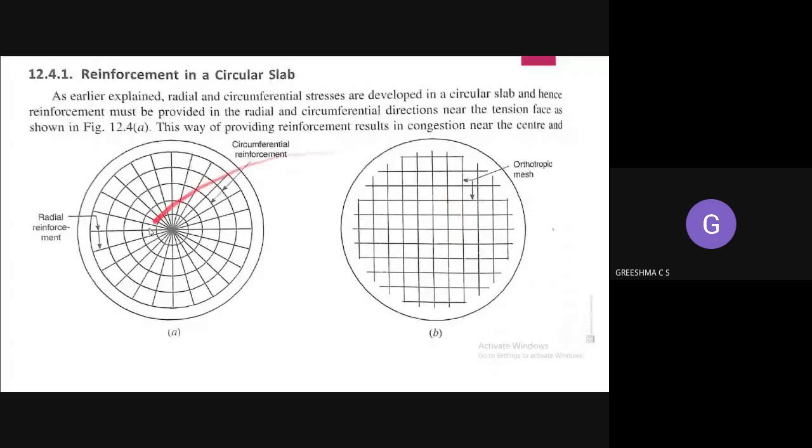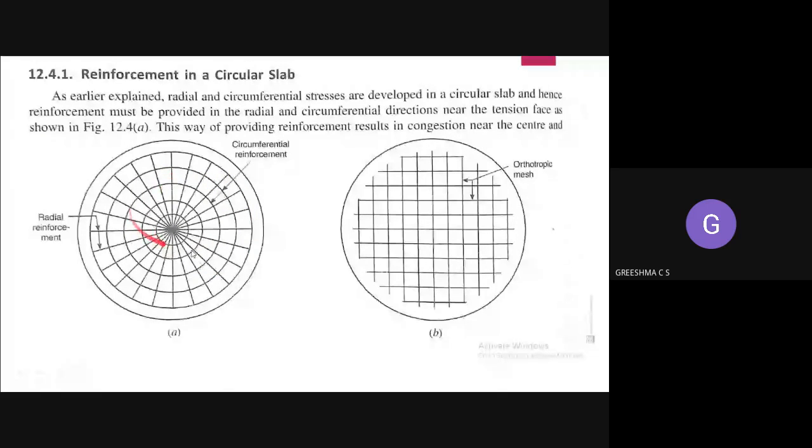Coming to the second one, that is radial and circumferential. You can see this is the radial reinforcement, the one which is radiating outside. From the center, it will be projecting outwards. From the center portion, the reinforcement will extend outwards. That is the radial reinforcement. See here. Circumferential means this round one. This is the circumferential reinforcement.